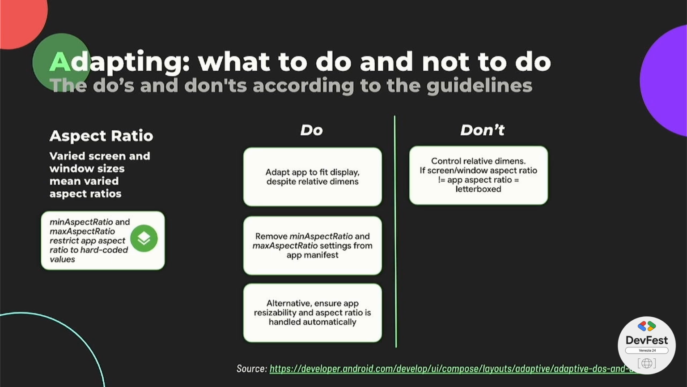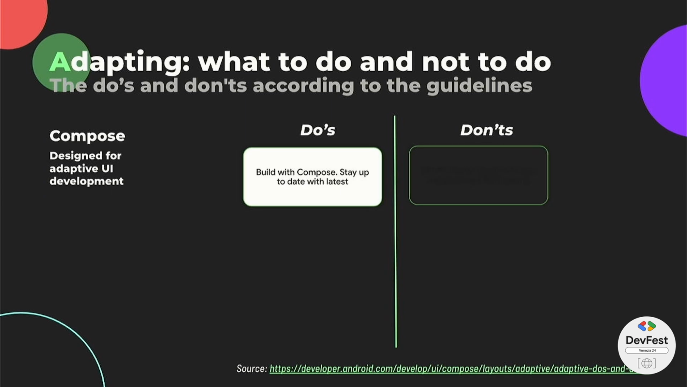So don't try and control the relative dimensions. In other words, don't try to control the aspect ratio. Don't use these attributes, because then it might actually work against you when you're trying to make your app adaptive. So if the screen or window aspect ratio is not compatible with the app's aspect ratio, then your app is going to be letterboxed.